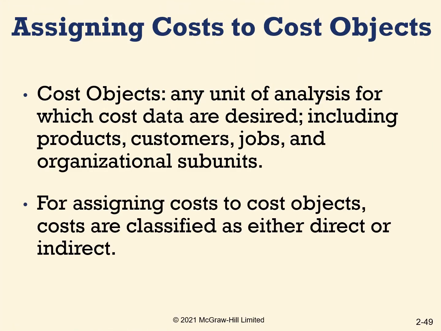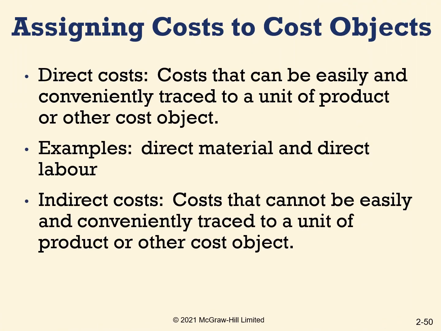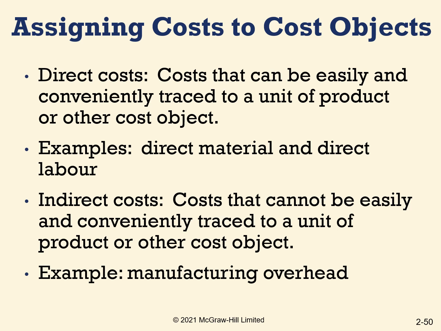Assigning cost to cost objects. This is just a short section. A cost object is any unit of analysis for which cost data are desired, including products, customers, jobs, and organizational subunits. For assigning cost to cost objects, costs are classified as either direct or indirect. As we've already discussed before, direct costs are costs that can be easily and conveniently traced to a unit of product or other cost object.